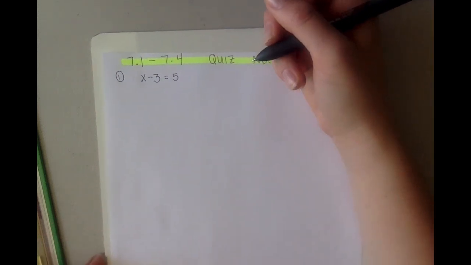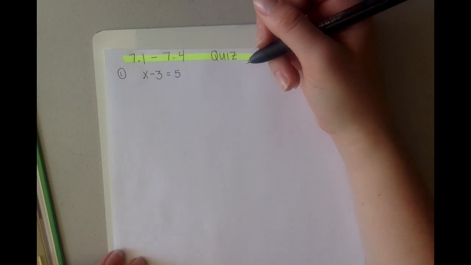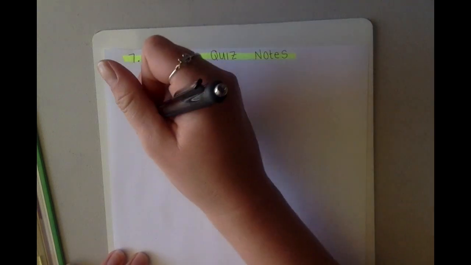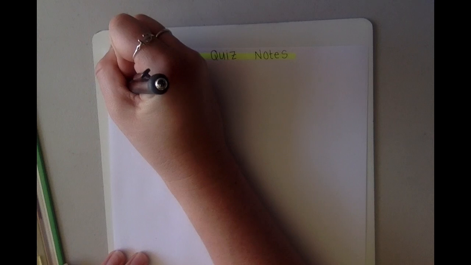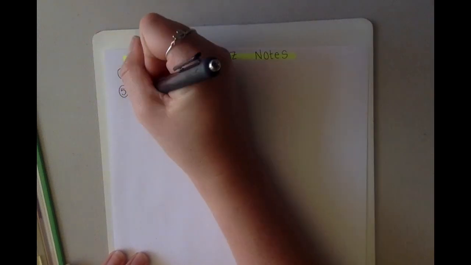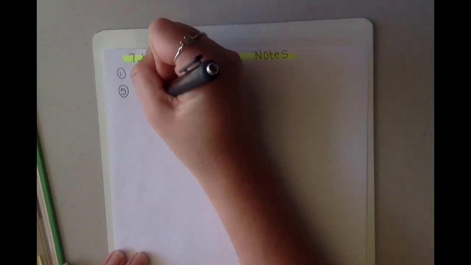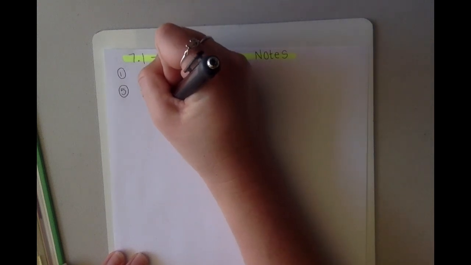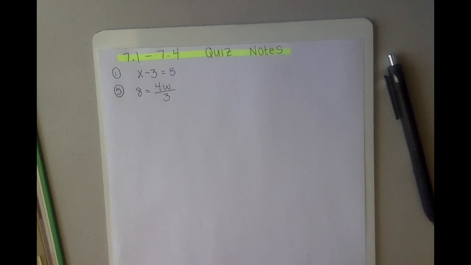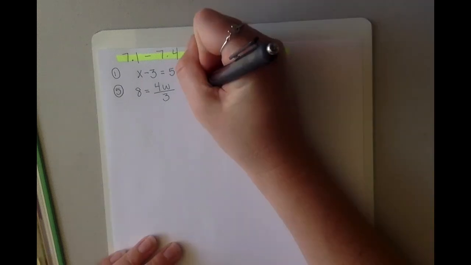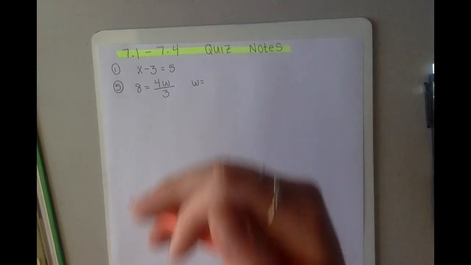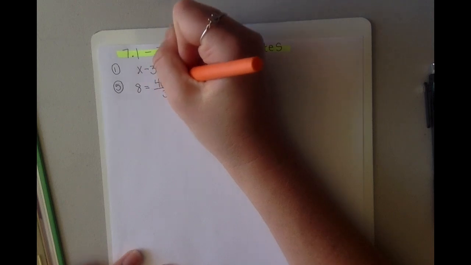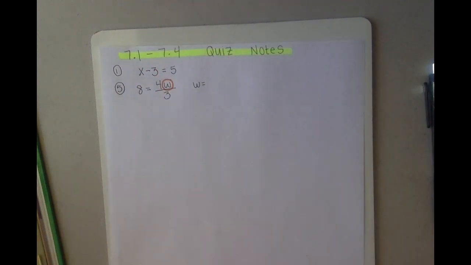Let's go over, so solve the equation and check your solution. I want to go over number 5 with you. So number 5 is 8 equals 4 times W divided by 3. And so right now I'm thinking, where's my variable? When it says solve the equation, that means I want to know what is W. I'm solving for W. So I found here's W, and I think about what is being done to W.